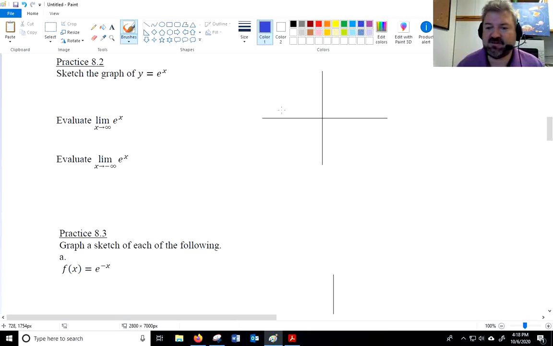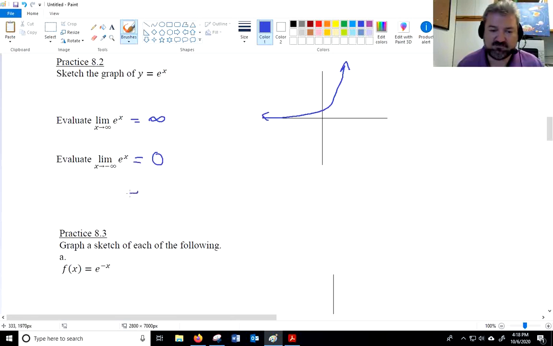So a sketch of e to the x looks like this. It's got a horizontal asymptote at y equals 0. It goes through 1 on the y-axis and then shoots up very quickly. So we know that the limit as x approaches infinity is going to continue rising towards infinity, but the limit as x goes to negative infinity, that is 0.